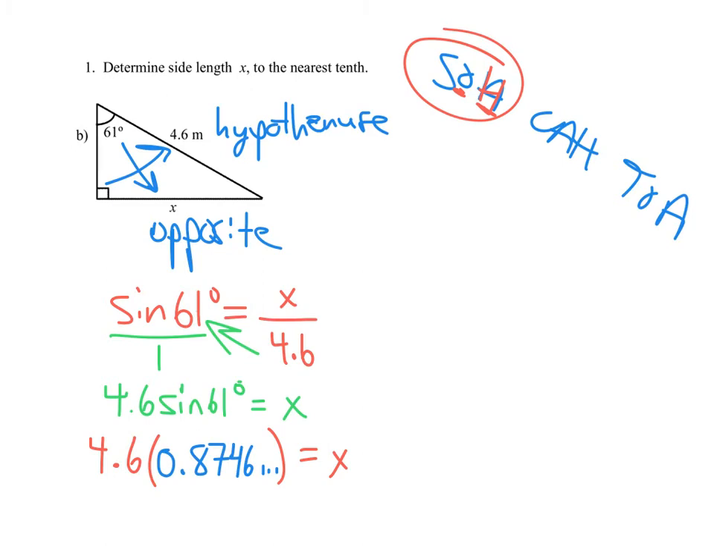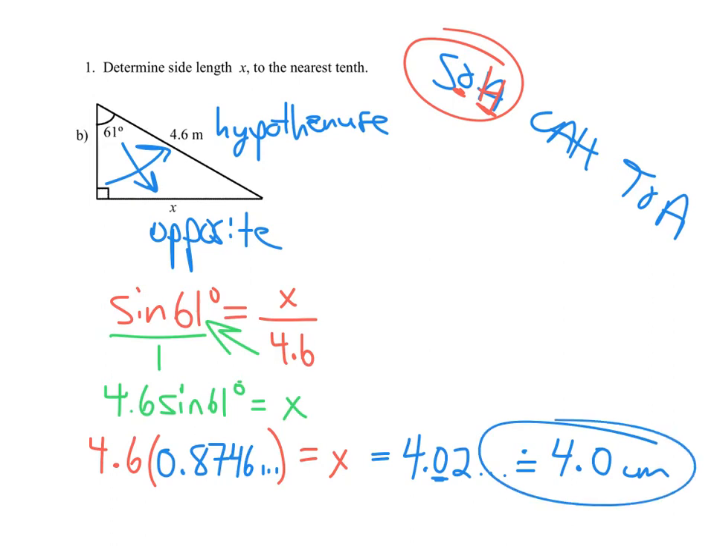Then I'm going to multiply by 4.6. And that gives us a value of 4.02... The question asks us to round off to the nearest tenth. So that's the first decimal place. So therefore, it will become approximately 4.0 centimeters.